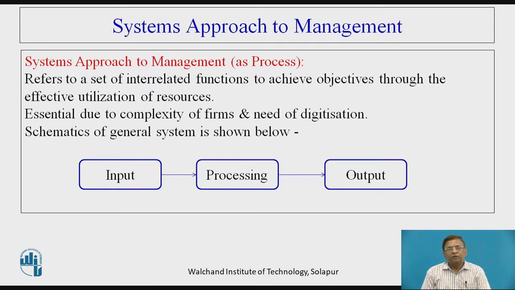If we consider in general how the system might look like, then it refers basically to the set of interrelated functions. What for? Basically to achieve the objectives. How? By having effective utilization of resources.